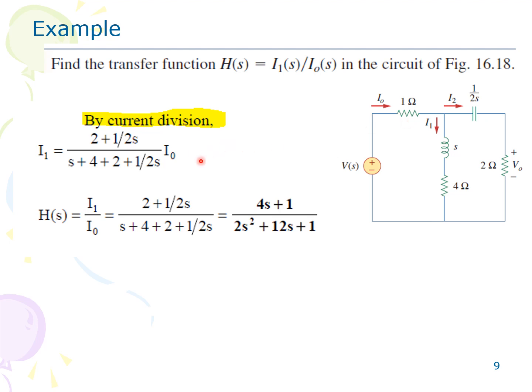Now, if we divide both sides of the I1 equation, we will get the transfer function H(s) equal to I1 divided by I0, which is equal to 2 plus 1 over 2s divided by s plus 4 plus 2 plus 1 over 2s. Now taking LCM, 2s will cancel out with 2s, and we will get the simplified form of the transfer function, which is equal to 4s plus 1 divided by 2s square plus 12s plus 1.